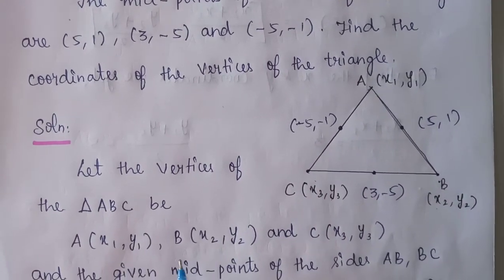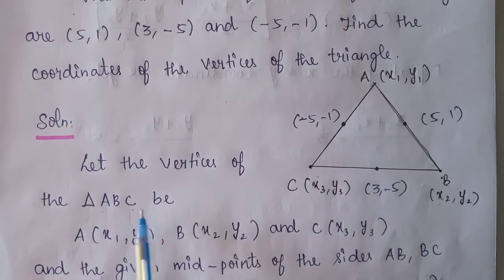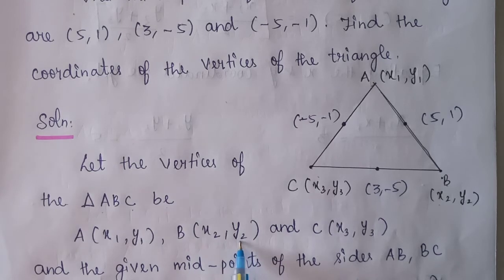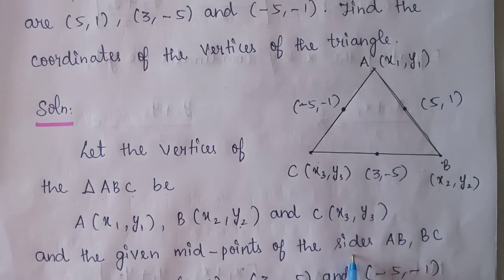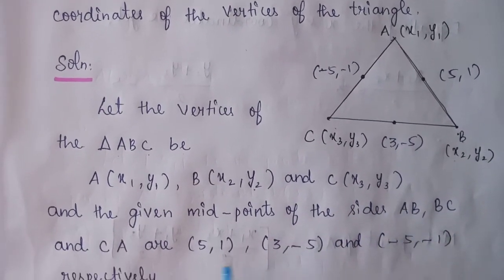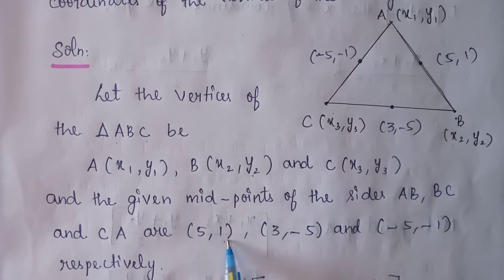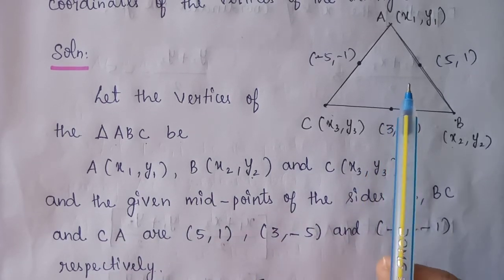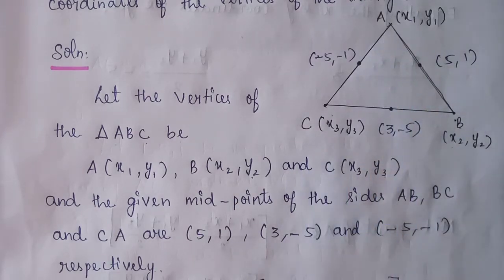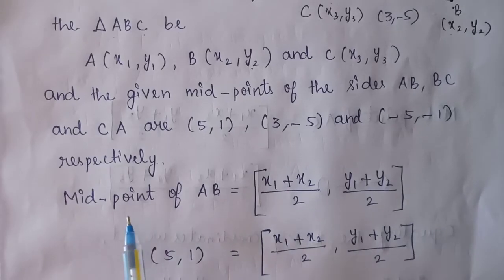So, solution: let the vertices of triangle ABC be A(x1, y1), B(x2, y2) and C(x3, y3). The given midpoints of the sides AB, BC and CA are (5, 1), (3, -5) and (-5, -1) respectively. So we are going to find the coordinates of A, B and C just using the midpoint formula.